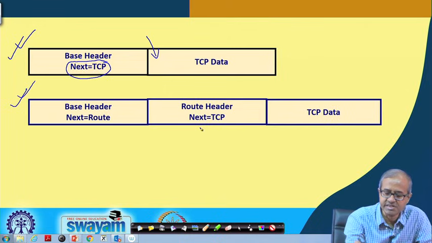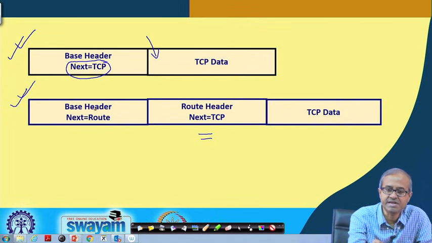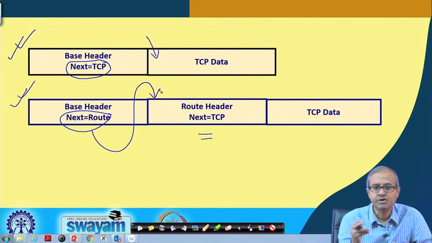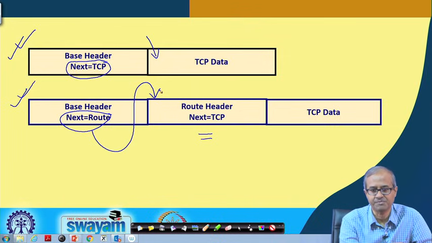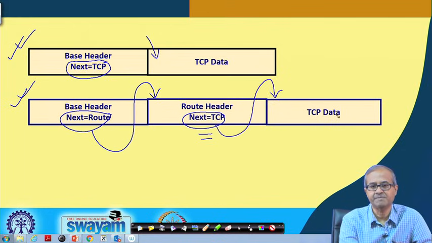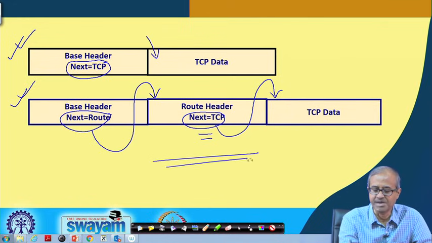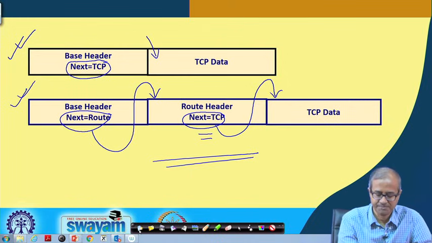Take this next example where there is one extension header. So, base header will contain an information next equal to route. It tells it has an extension header which gives you some information about route, maybe it is a source routing or specifying the route to be followed. And in this extension header, there will also be a next field which will tell TCP, that means this will be the actual TCP data. So, here there can be multiple such headers. So, this next pointer will be following these headers one by one.